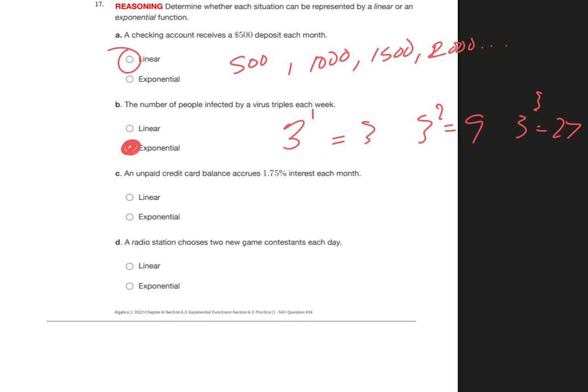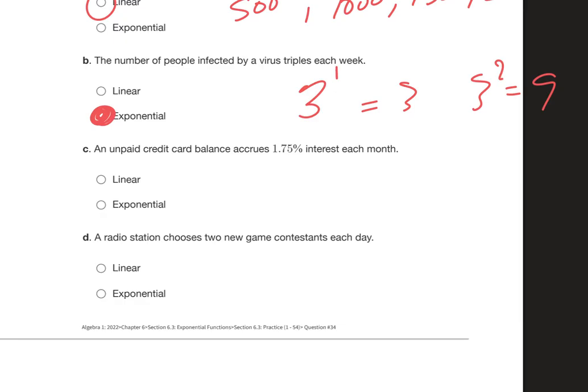An unpaid credit card balance accrues 1.75% interest each month. We'll actually talk about this. This is y equals a times 1 plus rate to the x power. And it's got to be 1 plus rate. Now, rate could be bigger or smaller than whatever. So anyway, this is exponential, because it will grow exponentially.